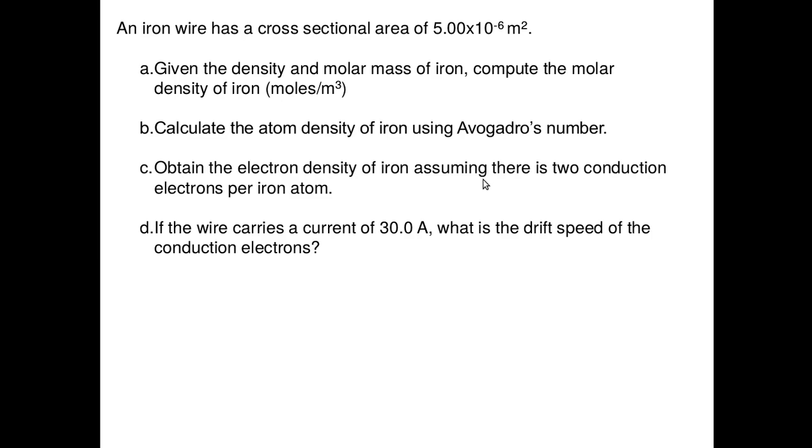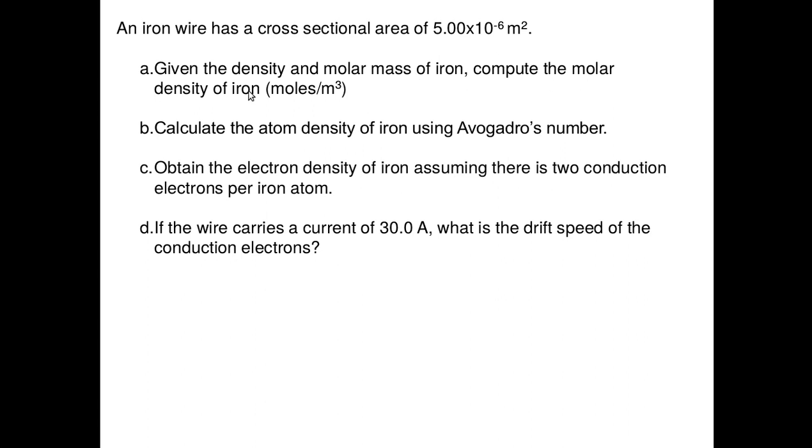Okay, so let's do an example. We've got an iron wire, and it's got a cross-sectional area of 5 times 10 to the negative 6 square meters. Sometimes they'll give you dimensions in centimeters or millimeters, so just make sure you can convert your square centimeters to square meters or whatever. So given the density and the molar mass of iron, right, we go on PubChem or some website or something like that, we find these values, or they're given to us if we're on an exam.